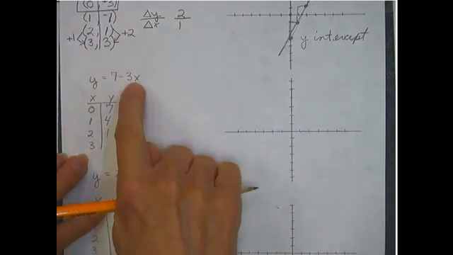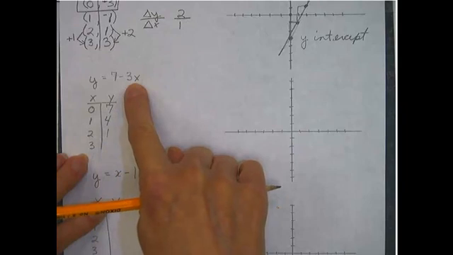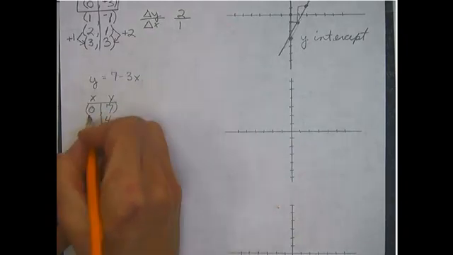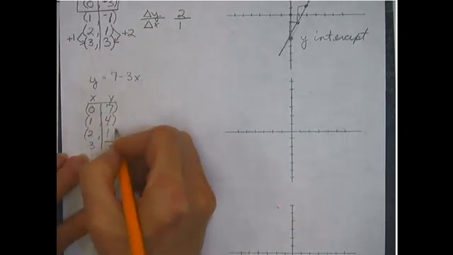And when x is 3, that term becomes negative 9. 7 minus 9 would be negative 2. So again, I've got 4 points here that I can graph.